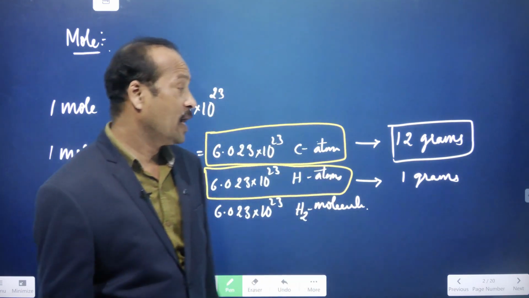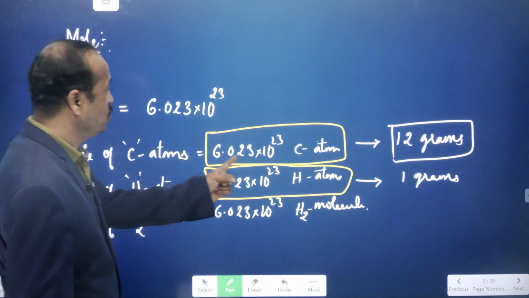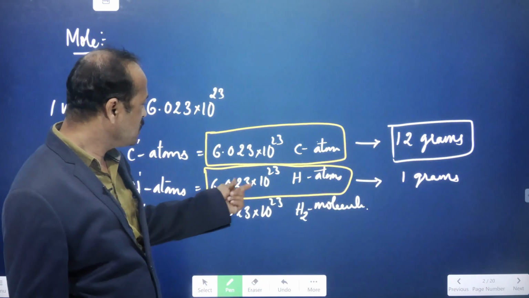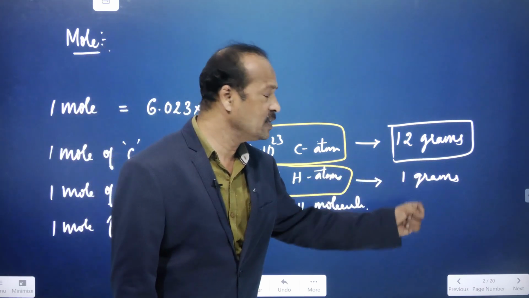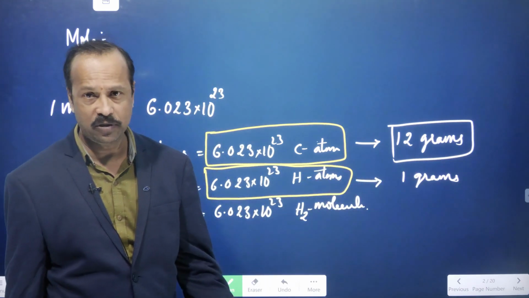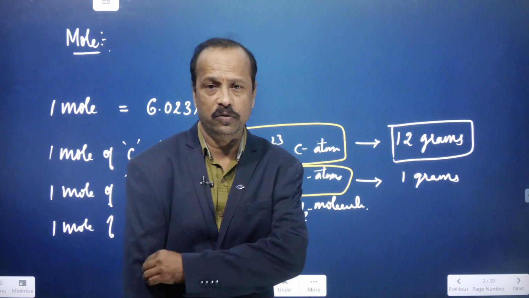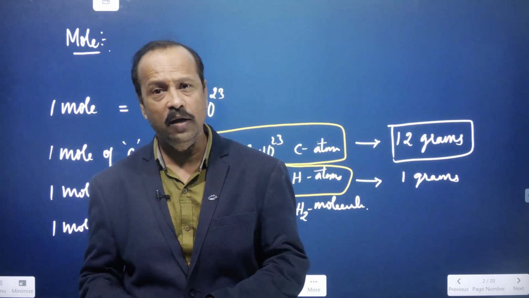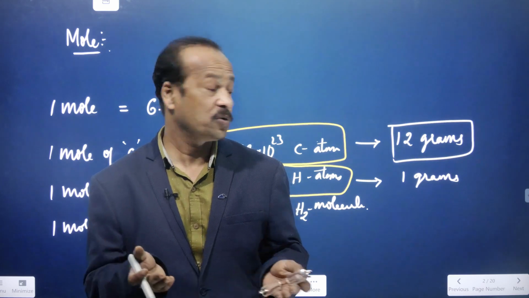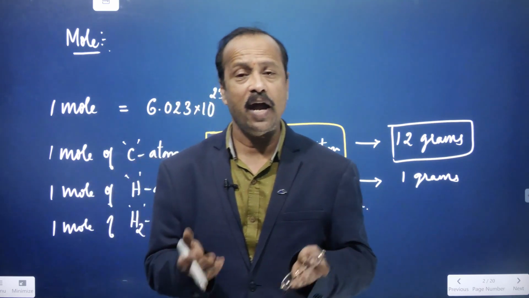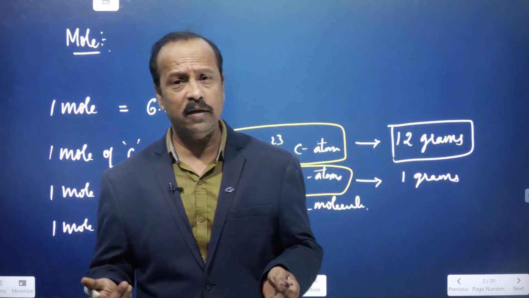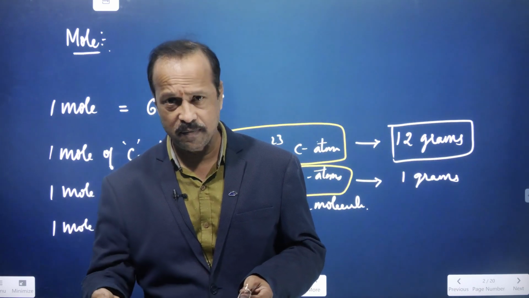Right? Now you may ask, sir, here 6.023 into 10 to the power 23 carbon atoms weigh 12 grams, how does the same number of hydrogen atoms weigh 1 gram? It's very simple logic, students. For example, if you are going to a banana shop and purchasing bananas, and you measure the weight of 1 dozen, 12 bananas, you may get 1 kg or 1.5 kg, right?